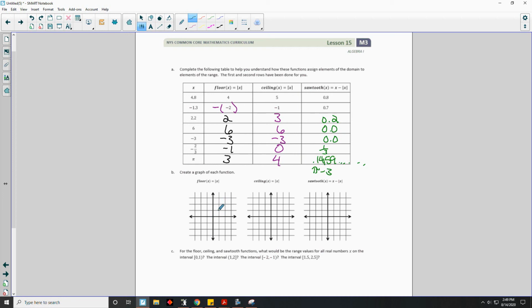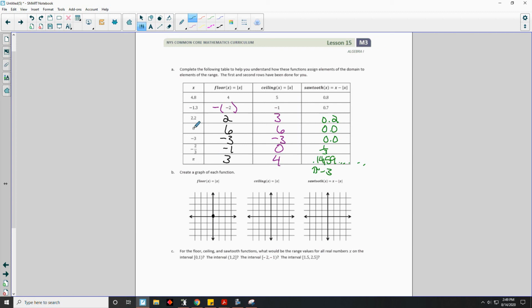So if I go over 4.8, 1, 2, 3, 4.8, I'm off the graph here. These aren't very good graphs. But anyway, let's see, create a graph of each function, floor of x equals the greatest integer. All right, so what that means is if it is equal, it's included.